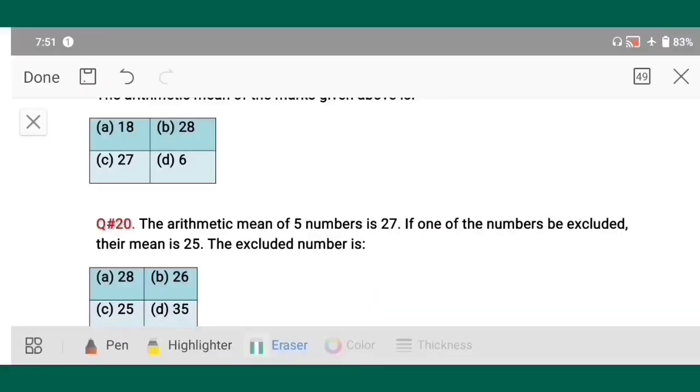Question number 20. The arithmetic mean of 5 numbers is 27. If one of the numbers is excluded, their mean is 25. The excluded number is, the options are 28, 26, 25 and 35. So the arithmetic mean of 5 numbers is 27, so we are going to find the sum. So just multiply 5 by 27.